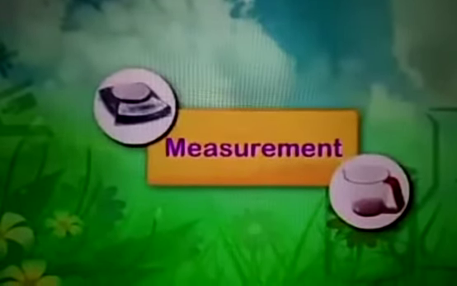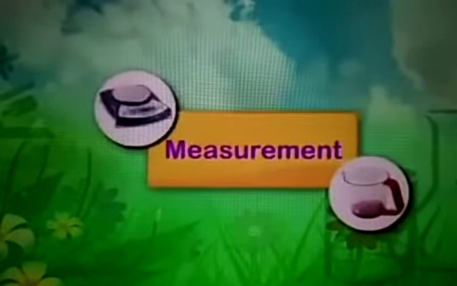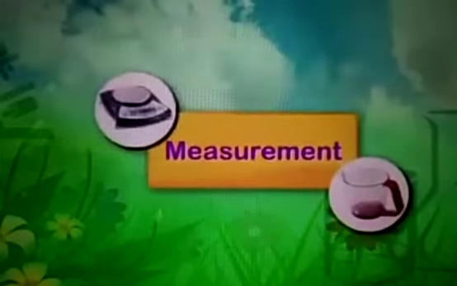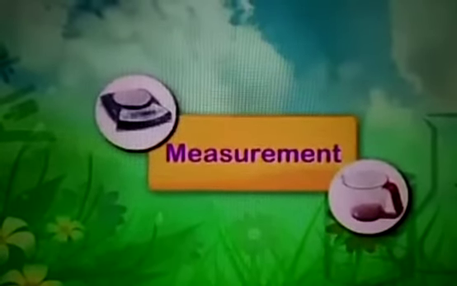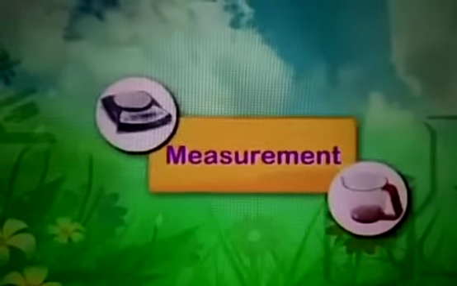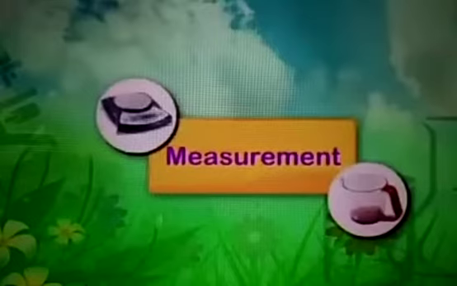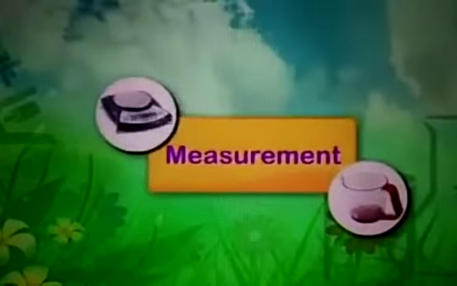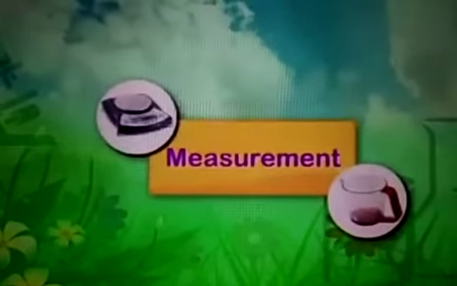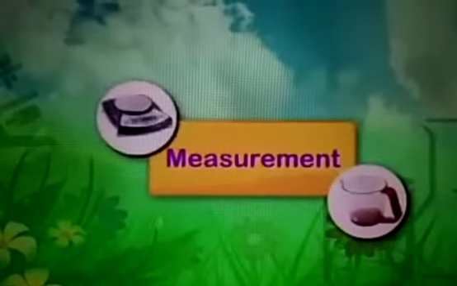A system of measurement in which the basic units of length, weight and capacity are meters, grams and liters respectively is called the metric system. The system in which all of this, length, weight and capacity, comes is called the metric system.